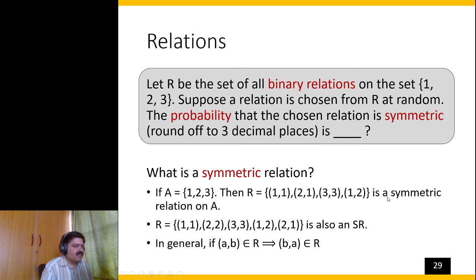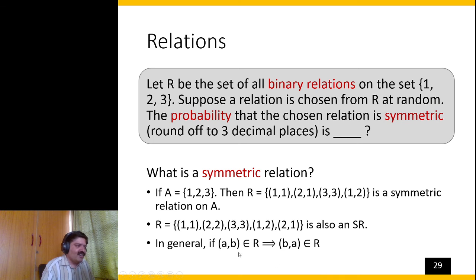Why is this a symmetric relation on A? Let me show you another example. R containing (1,1), (2,2), (3,3), (1,2), (2,1) is also a symmetric relation on A. By now, you must have recalled what a symmetric relation means, but if not, then here is the general definition of a symmetric relation.